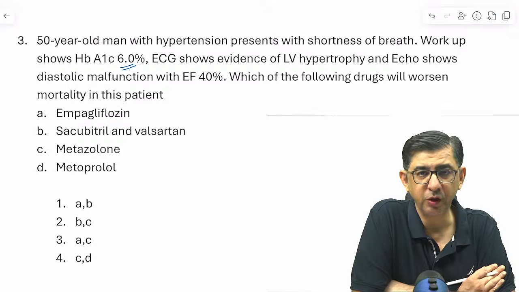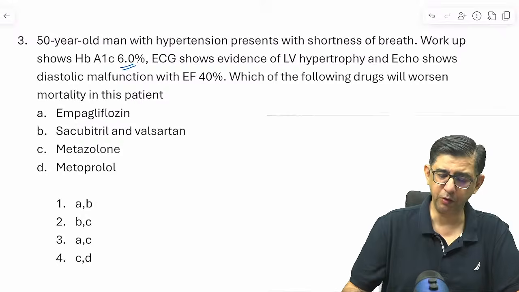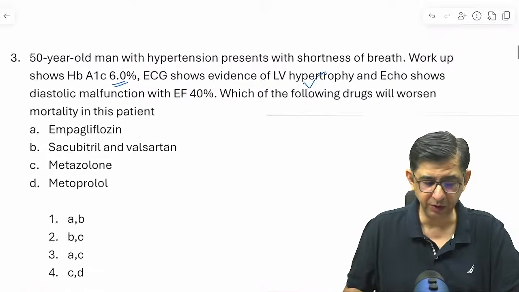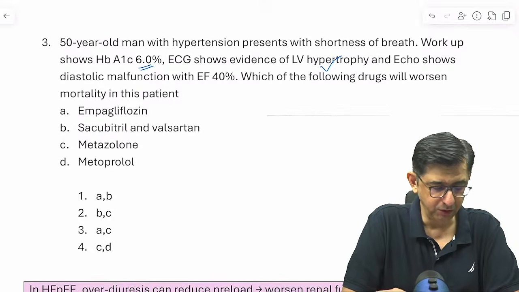Meanwhile, you can focus on the question also. There's evidence of LV hypertrophy. Hypertensive patient, hypertrophy makes sense. Diastolic dysfunction also makes sense. And ejection fraction is 40%. So that is a cause of concern in the patient.